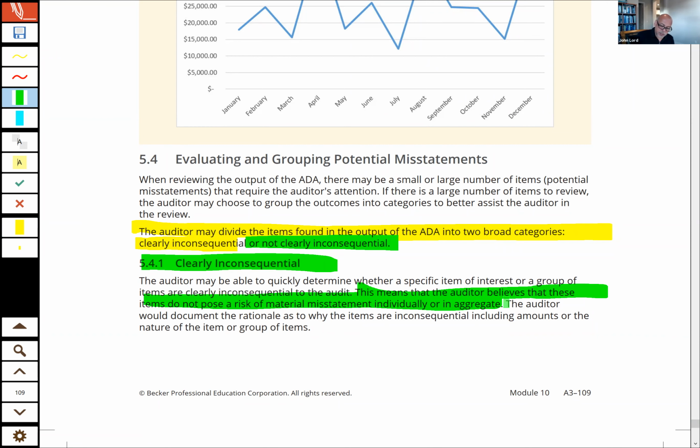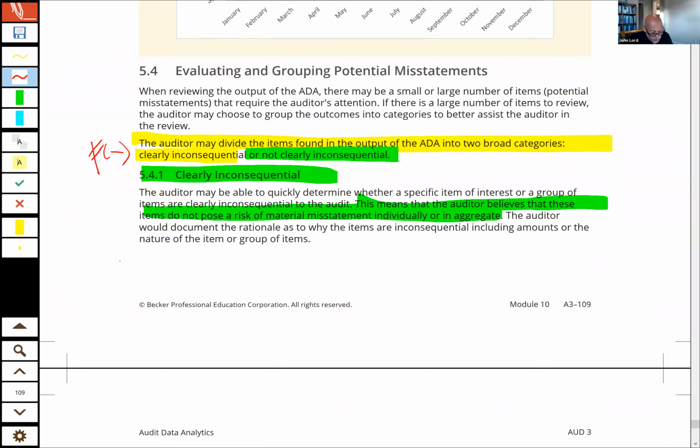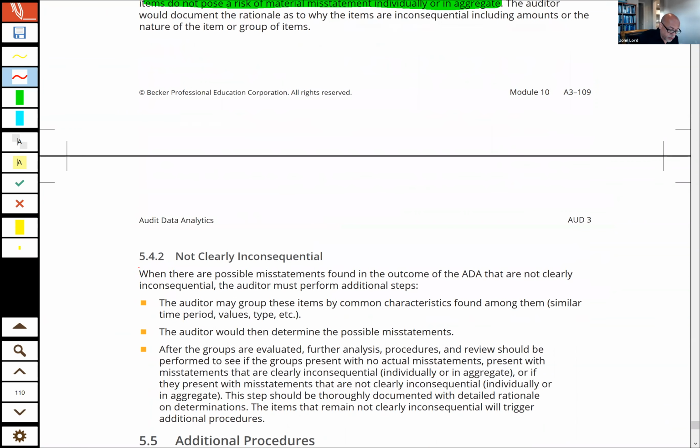So you can have certain misstatements that you have identified and use some sort of threshold to categorize them as clearly inconsequential. Those that rise to a certain dollar amount, you can group as not clearly inconsequential, say that 10 times fast. The auditor may group these items by common characteristics. The auditor would then determine the possible misstatement, and after the groups are evaluated for further analysis, see if they actually do represent misstatements.